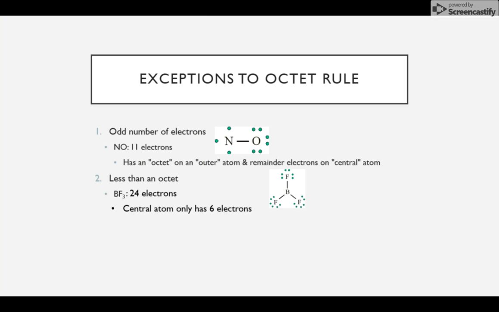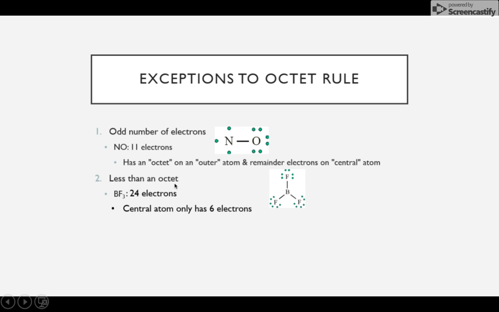There are some exceptions to the octet rule. Like if there's an odd number of electrons, so this has 11 electrons, and it has an octet, which is this, on an outer atom, and remainder electrons on a central atom. It's saying this is central and this is outer. That's an exception.